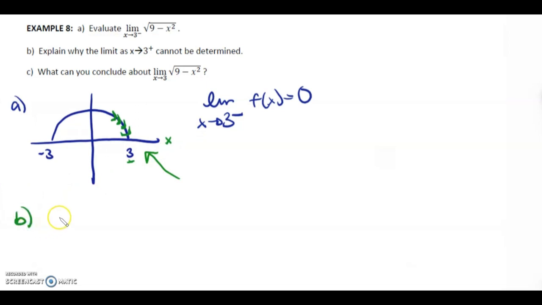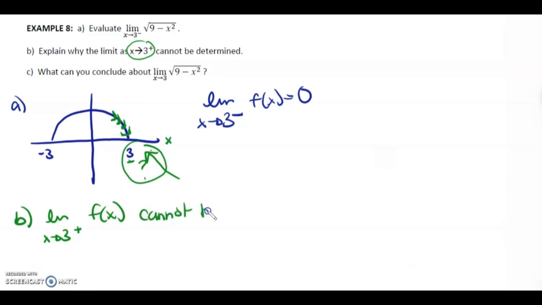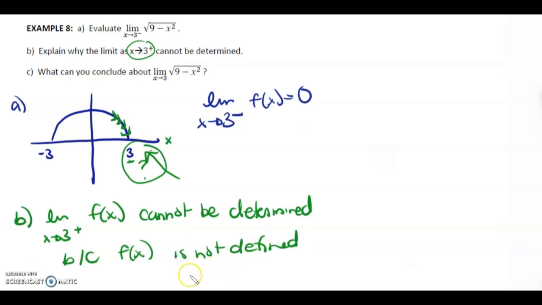Explain why the limit as x approaches 3 from the positive side cannot be determined. Okay, so there's no function here. That's why. So we can say the limit as x approaches 3 from the positive side of this function f of x cannot be determined because the graph of f of x is not defined on like 3 to infinity. Okay, it's not defined on that domain.